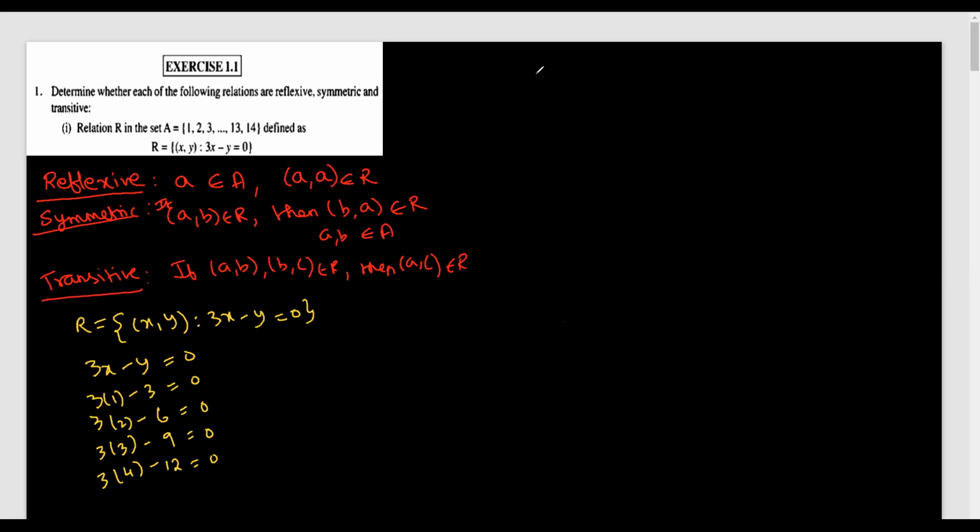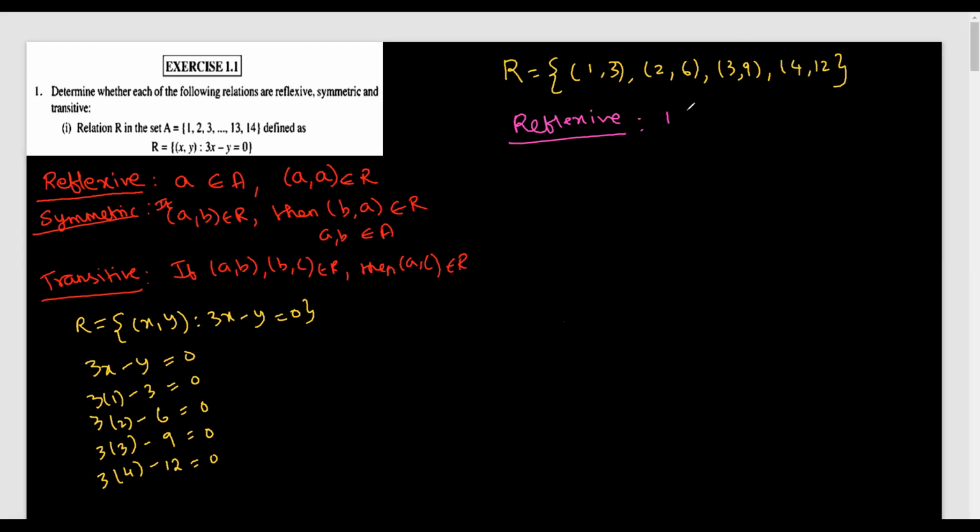I'll just write it here. So R is equal to {(1, 3), (2, 6), (3, 9), (4, 12)}. First, for reflexive, we should have (1, 1) in there. We are picking 1 from the set A. We don't have (1, 1) in the relation, isn't it? So (1, 1) does not belong to R. Therefore, R is not reflexive. Remember, in the exam you have to write the definition, then write the answer for that particular thing. So R is not reflexive.